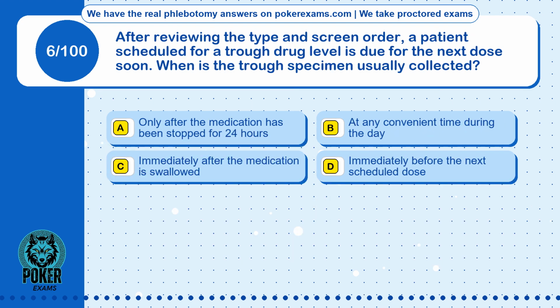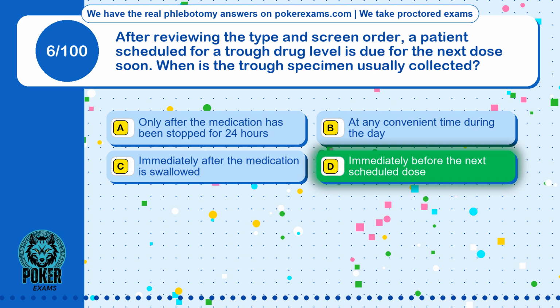Question 6. After reviewing the type and screen order, a patient scheduled for a trough drug level is due for the next dose soon. When is the trough specimen usually collected? Option A. Only after the medication has been stopped for 24 hours. Option B. At any convenient time during the day. Option C. Immediately after the medication is swallowed. Option D. Immediately before the next scheduled dose.